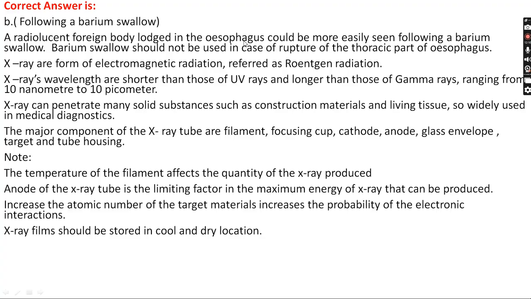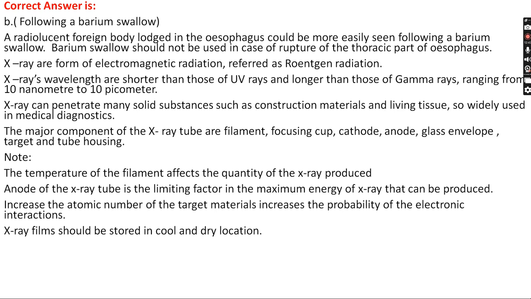A radiolucent foreign body which is lodged in the esophagus could be more easily seen if we give a barium swallow. This barium swallow should not be used when there is a rupture of the thoracic part of the esophagus. In case of radiolucence, the radiation doesn't pass, so it is very difficult to visualize. But if we use a barium substance, it makes them visible.